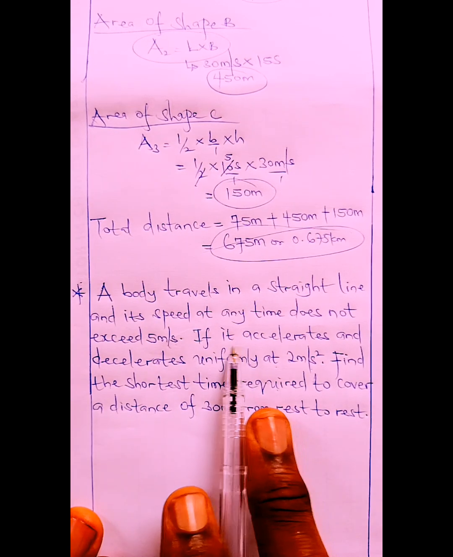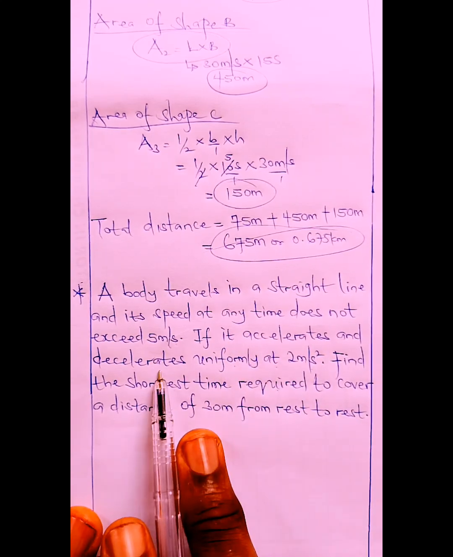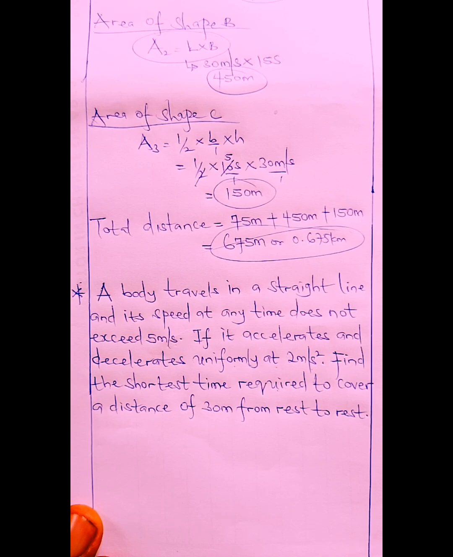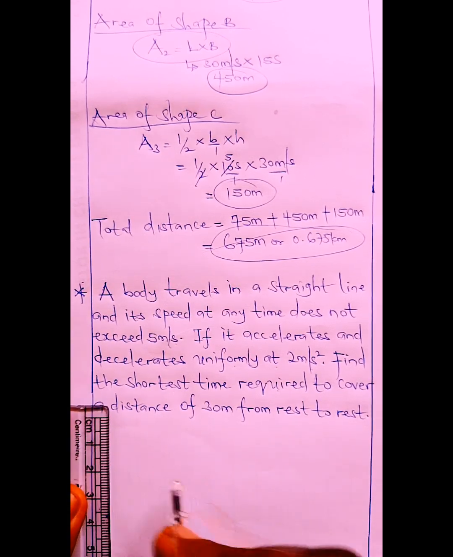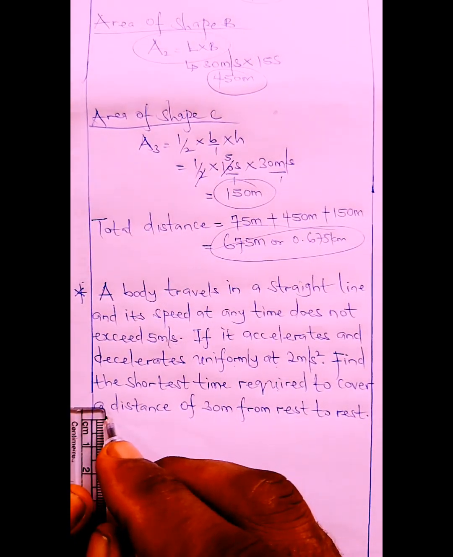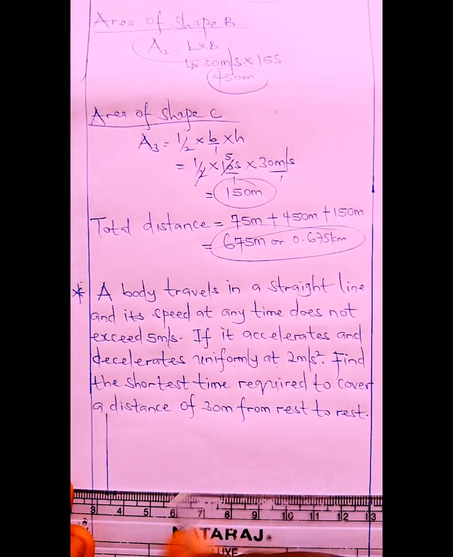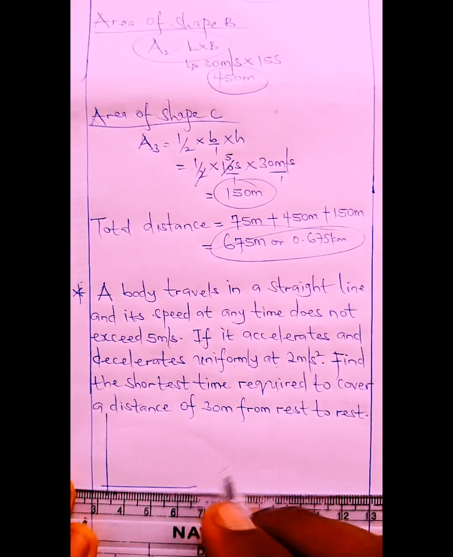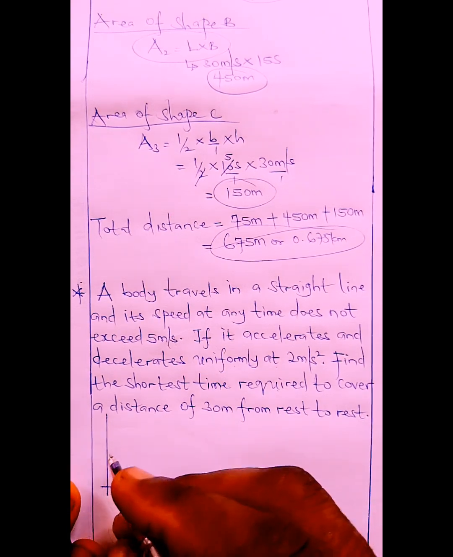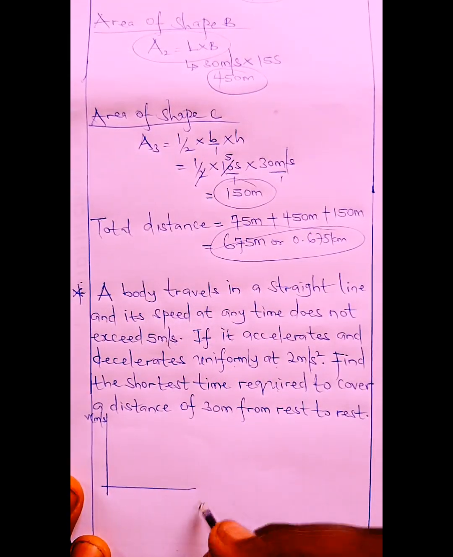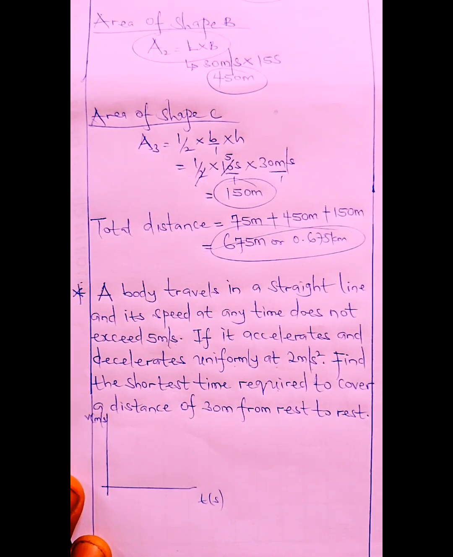Now look at the main question. If it accelerates and decelerates uniformly at 2 meters per second squared, this is simple to interpret. The body started from here. Let's draw our velocity-time graph first to help us interpret this. Don't forget, velocity is in meters per second right here, and our time is in seconds.